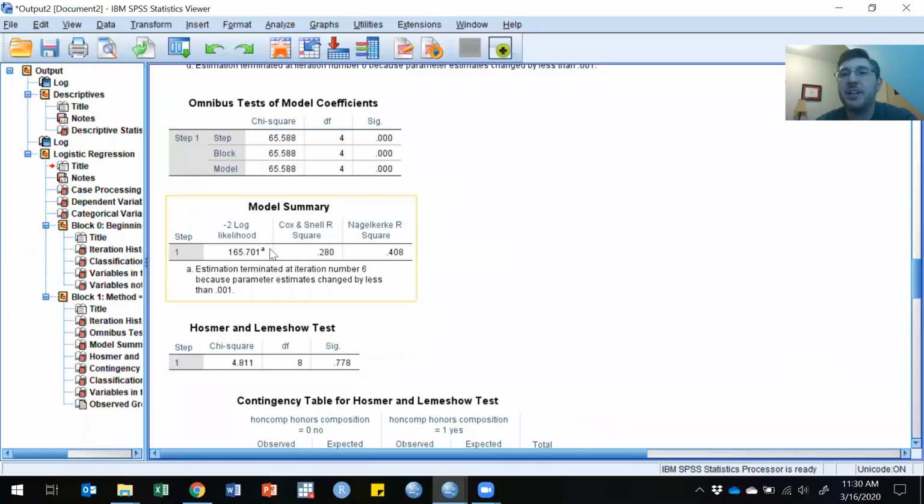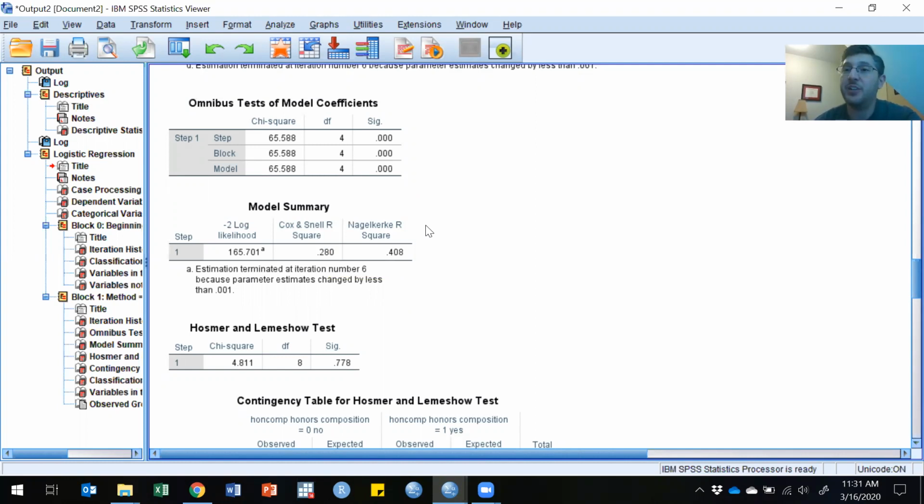This next table gives us our pseudo R-squared values. SPSS reports 2 different pseudo R-square values, and I'll show you a little later on how you can calculate a third one.